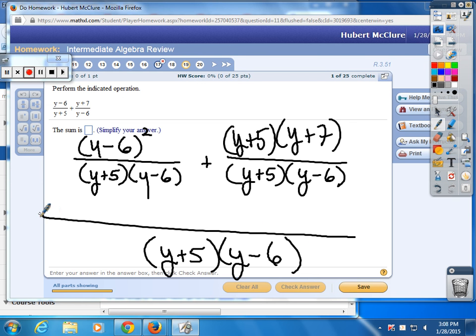Now this first one, you can't get by without doing a shortcut or the FOIL method. You're going to have to do it, because there's nothing you can do to combine these two unless you do a shortcut for the FOIL method.